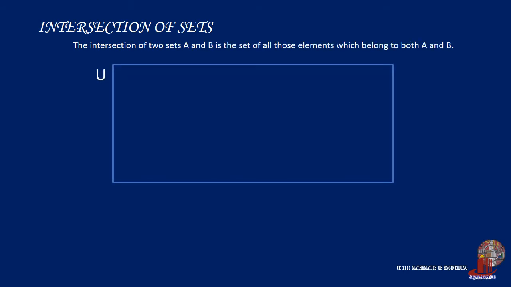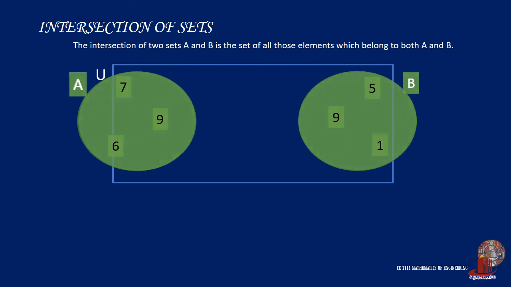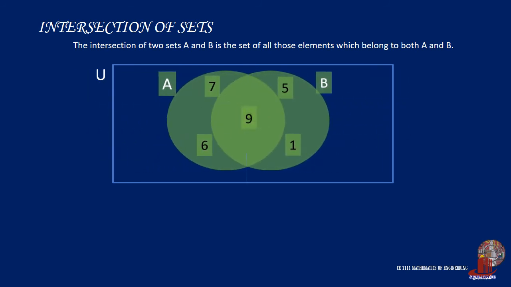The intersection of sets A and B is the set of all elements which are common to both A and B. The inverted U is used to denote the intersection. The intersection of two sets A and B is the set of all those elements which belong to both A and B. Symbolically, we write it as A ∩ B, where it would mean all the values of x where x belongs to A and x belongs to B. In this example, the intersection of sets A and B would be 9.